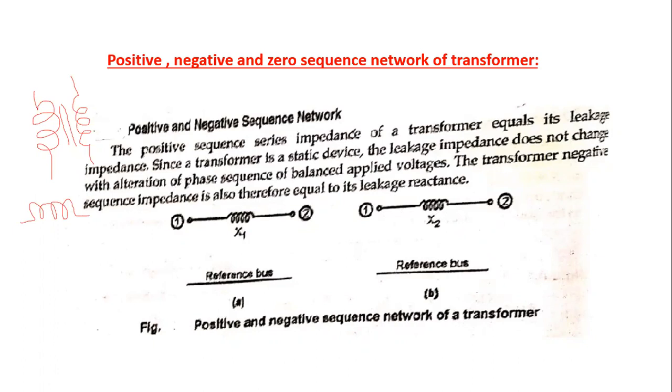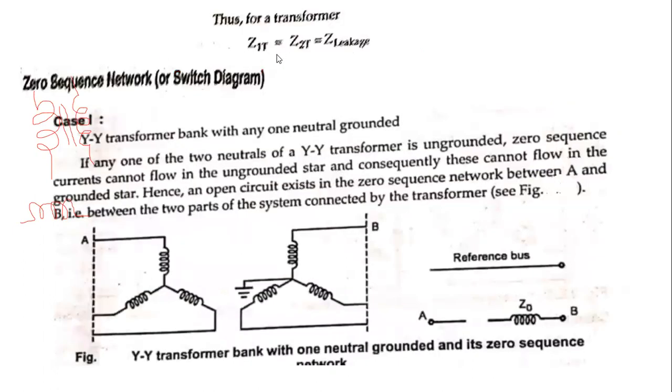Next, we consider Z1T. The positive sequence impedance of the transformer is equal to the negative sequence impedance of the transformer, which is equal to the leakage impedance. Therefore, Z1T is equal to Z2T is equal to Z leakage. Next, the zero sequence network, which is drawn as a switching diagram.